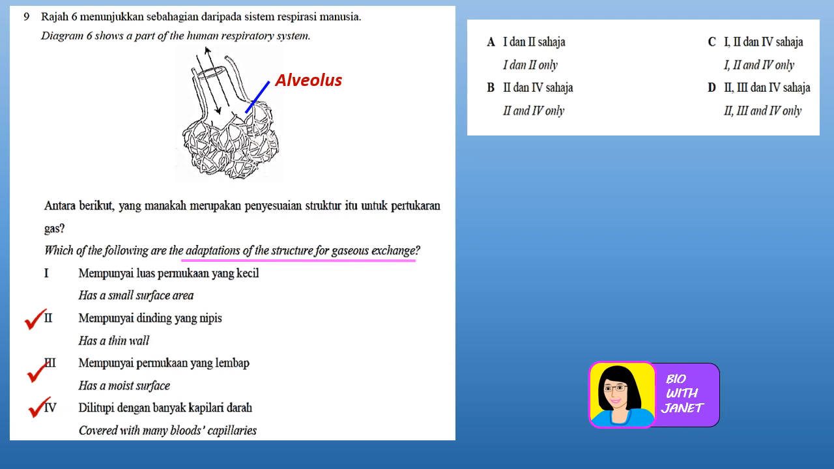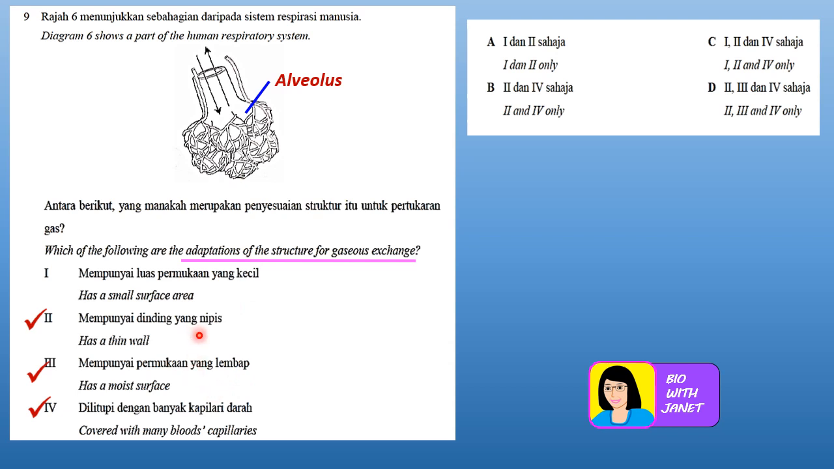Question 9. Diagram 6 shows a part of the human respiratory system. Which of the following are the adaptations of the structure for gaseous exchange? First you have to identify this structure found in the human respiratory system. These are the alveoli, and surrounding the alveoli are many blood capillaries. So what are the adaptations?